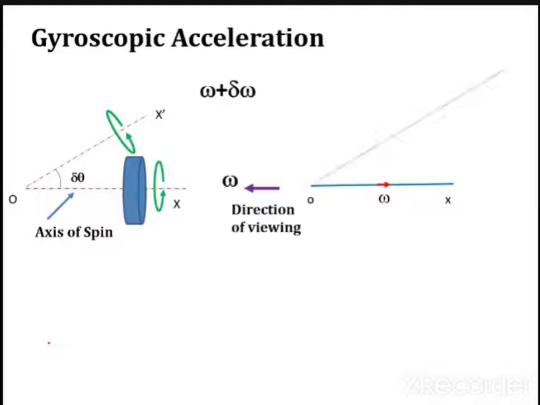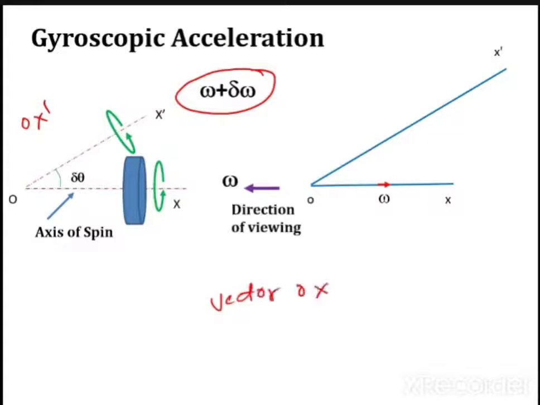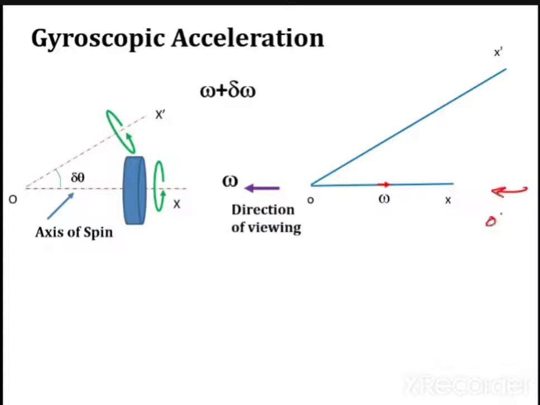Now let us say this new axis of spin OX dash has angular velocity omega plus del omega. So what does this vector OX dash represent? It represents the angular velocity omega plus d omega of this disk when it is rotating about the new axis of spin. When it was at this axis, it represents OX. When it came to this axis, it represents OX dash. So I have shown the two vectors. I hope you understand how I am going. Please try to remember, this is the observer position.